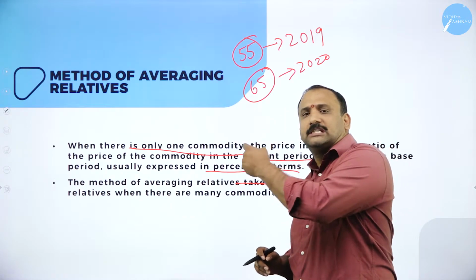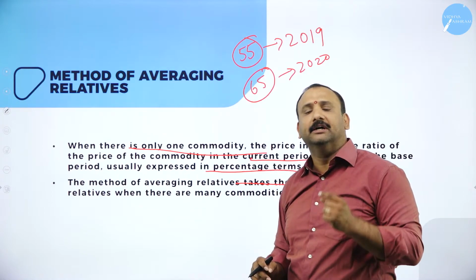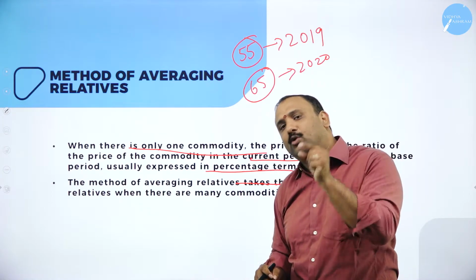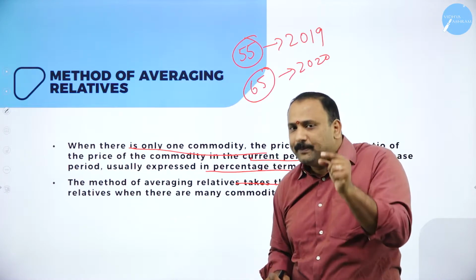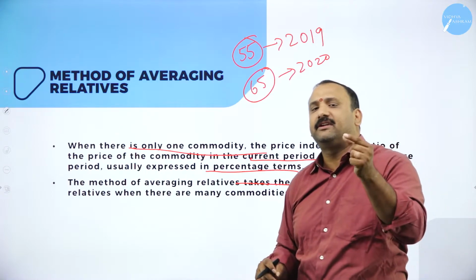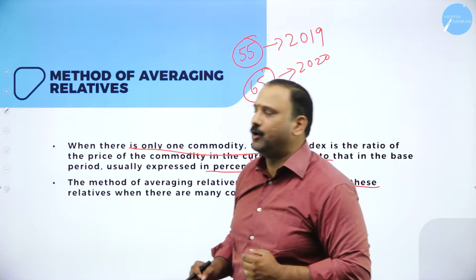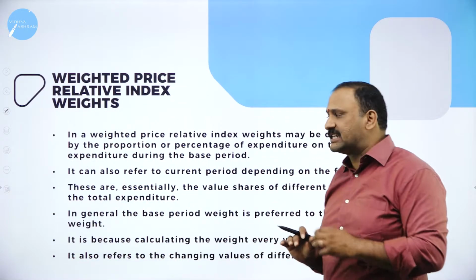So when we use this methodology, when we come to this kind of indexing, you will probably be able to understand how exactly the averages are moving, on what basis compared to the previous year, and how the current year is making a trend altogether. Now moving forward, the weighted price relative index number.